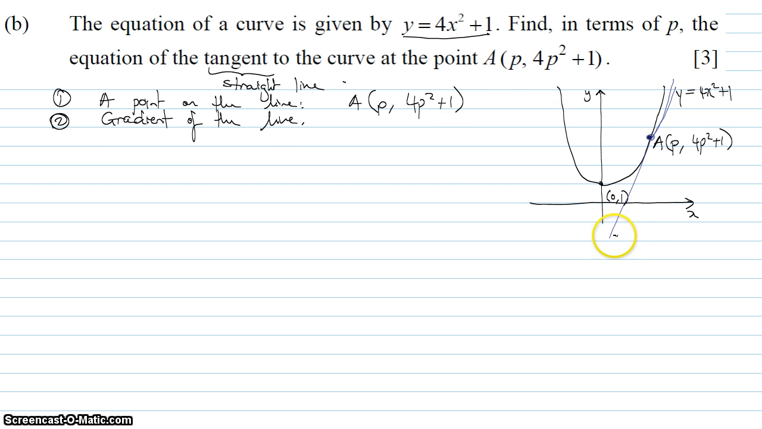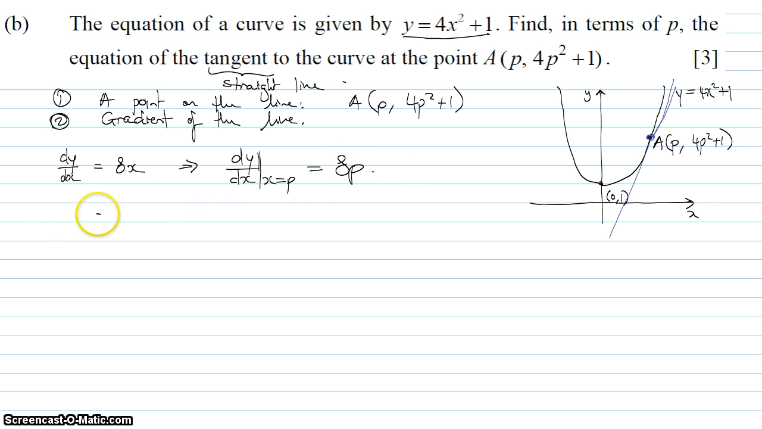So I've got the point on the line, and the second thing I need is the gradient of the line. So how do I find the gradient of the tangent? Well, I know the gradient of the tangent is equal to the gradient of the curve at that point. So all I'm going to do is find the gradient of the curve at A. First, find dy by dx. Differentiating, I get 8x, and differentiating 1 gives nothing, right? In particular, the derivative at the point A is the derivative when x is equal to p, and that's just going to be 8p.